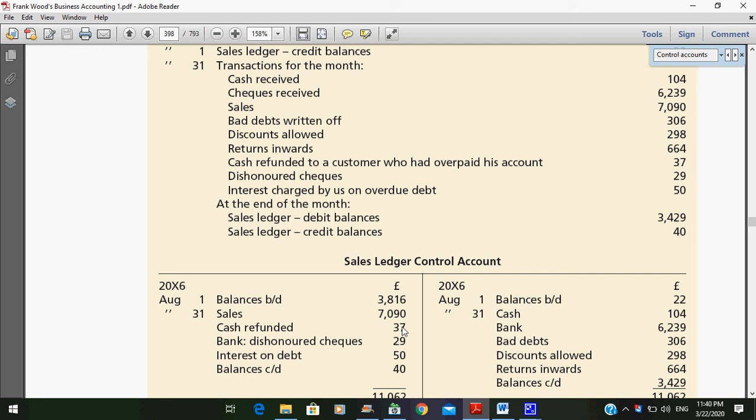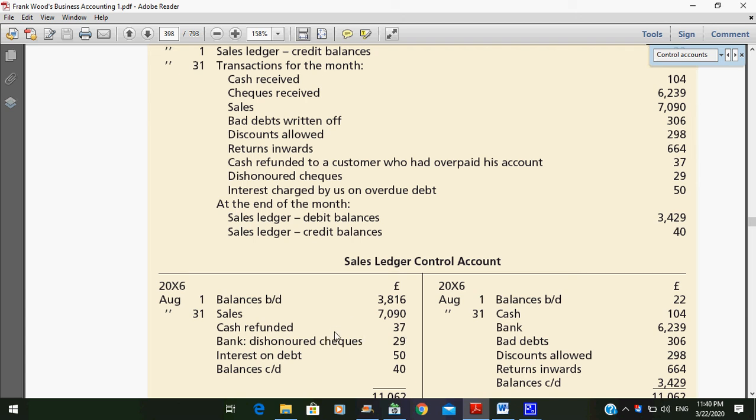Because if you look in your sales ledger, imagine with me please. If you go back to your sales ledger and you have your customer's account, when you're giving them back money in their account, you debit it. That's the reason why you have cash refund on the debit side of the sales ledger control account. Remember that the sales ledger control account is dealing with totals, alright?